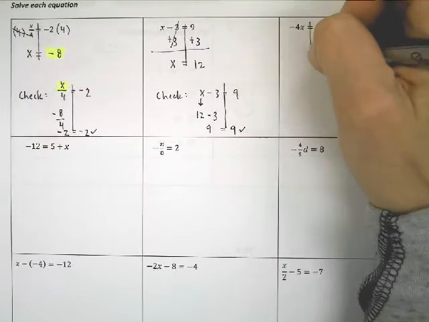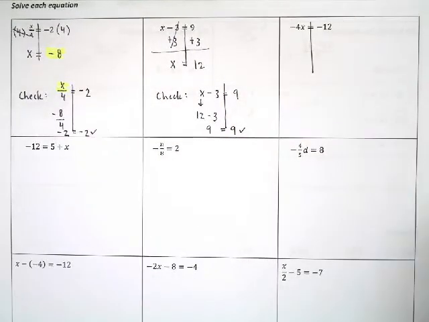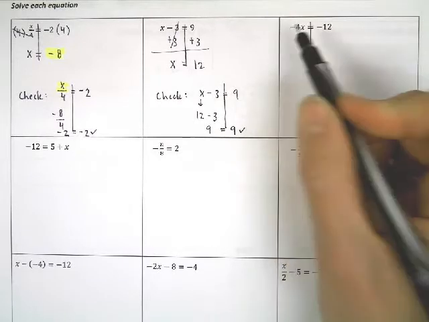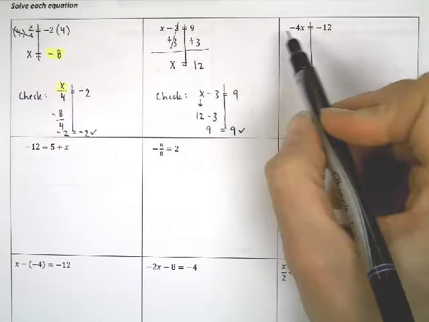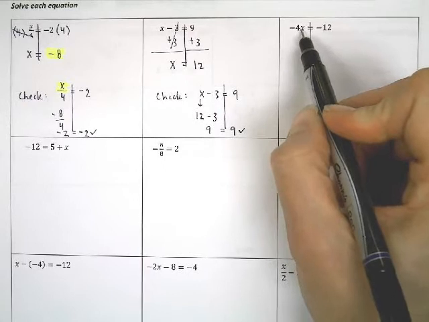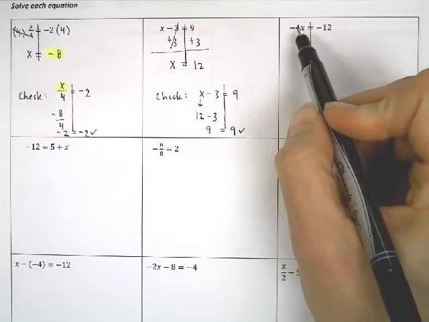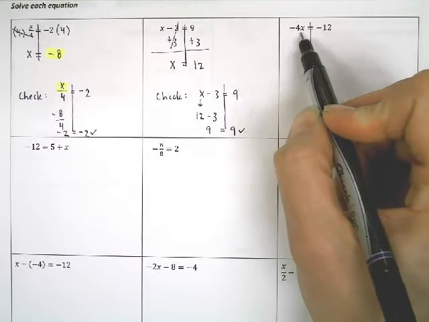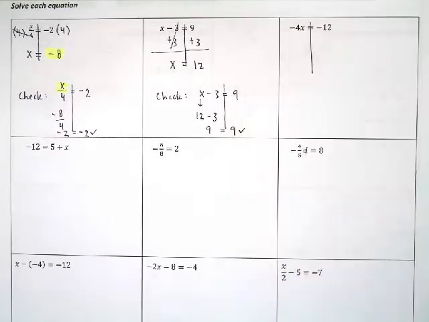Now, this next one is probably the one that's most commonly missed because people think that they need to add 4 to both sides when they see this negative. However, we need to stop and think. This negative 4 is directly next to the x. There's no plus or minus in between. So that means what I'm really doing here is negative 4 times x.